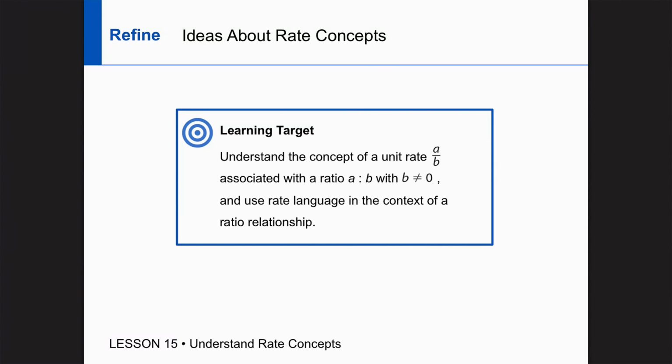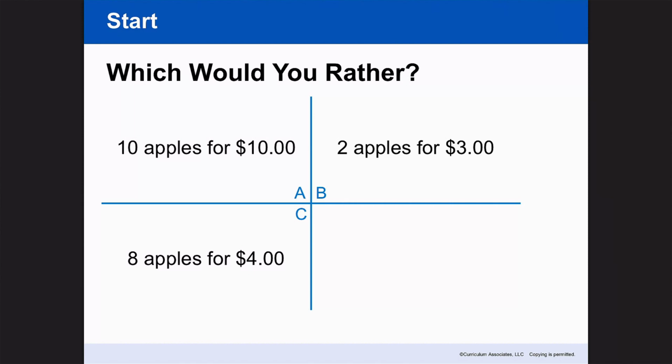solve a problem. Okay, so looking at our first problem is which would you rather? Well, which is the best deal here? So really what I want to find out is how much does it cost for one apple? So in order to find one apple, I know that this one would be 10 divided by 10, which is $1. Two apples for $3, that's $1.50. And then this last one here is eight apples for $4. So if I were to divide that, I would end up getting 50 cents an apple because it's half the cost, right? So our best deal here would be letter C.